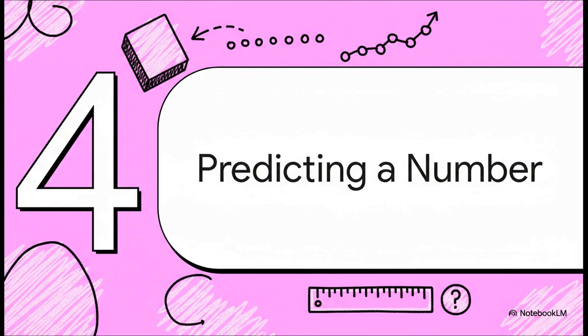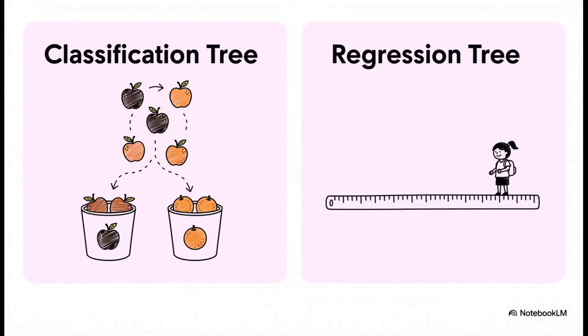But what if we want to predict a specific number? Well, that's where the other type of decision tree comes into play. And this brings us to a really key difference. What we've been looking at is a classification tree. It sorts data into different bins, like benign or malignant. But a regression tree predicts a continuous value, something like a price, a temperature, or in our next example, a student's grade point average.